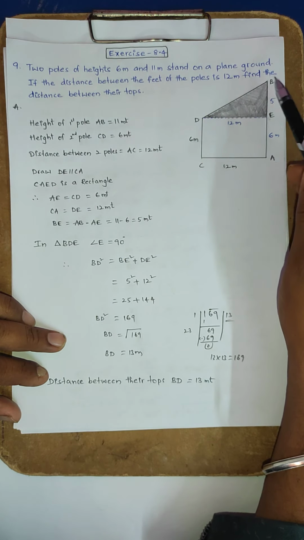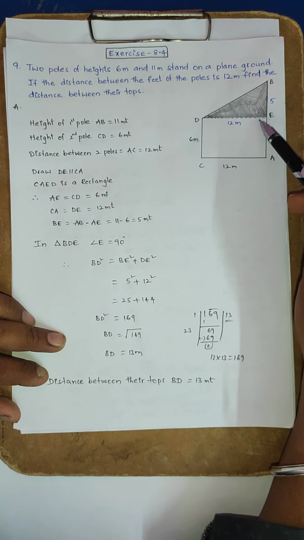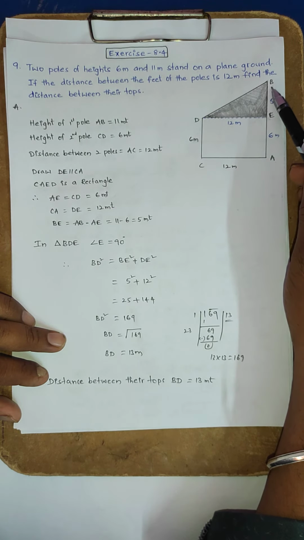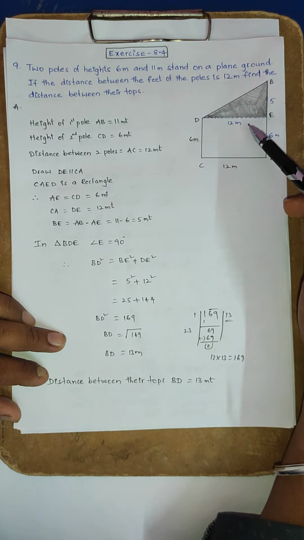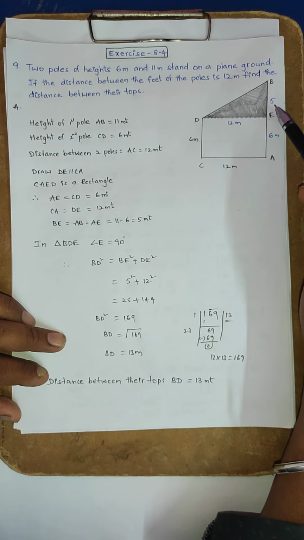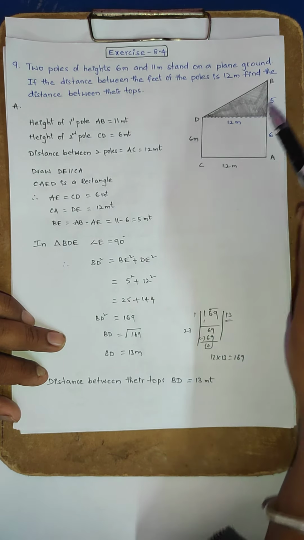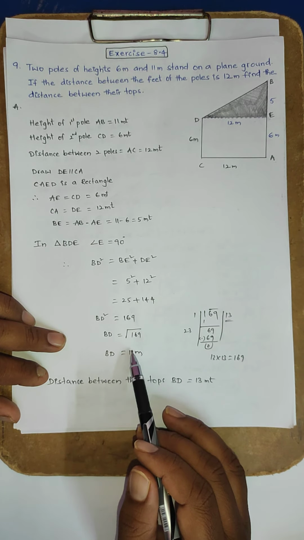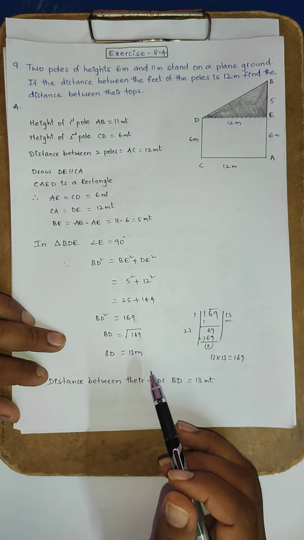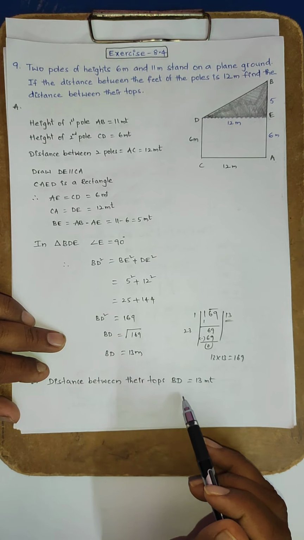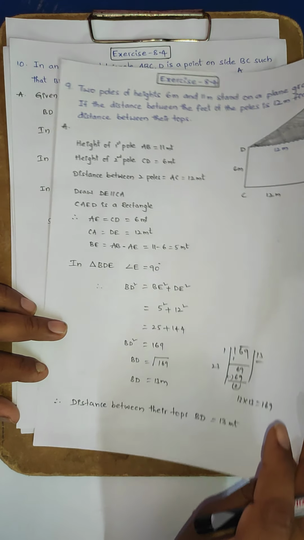Hypotenuse BD square is equal to base side square plus perpendicular side square. 12 into 12 is 144, 5 into 5 is 25. Their sum is 169. Square root of 169 is 13 meter. Okay, the distance between their tops is equal to 13 meter.